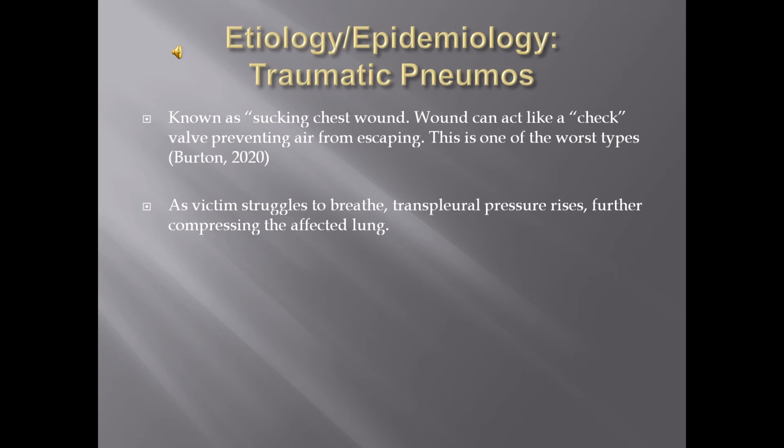The check valve and air won't be able to escape. This builds the intrapleural pressure up until it exceeds atmospheric pressure, classifying as a tension or valvular pneumothorax. These are the bad ones. They can turn from okay to really bad really quick. As the victim struggles to breathe, transpleural pressure rises, further compressing the affected lung. It's a lose-lose situation.